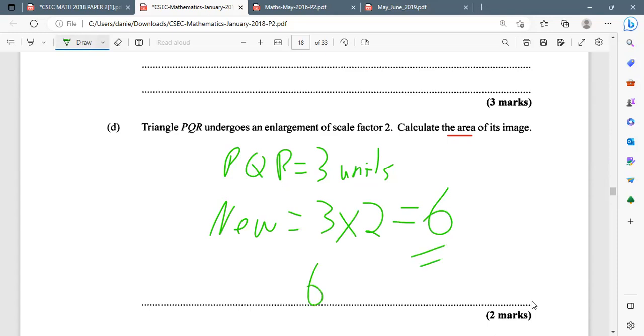Remember, the scale factor is making it bigger. So if I make it bigger, if I multiply by 2, that means the area will also increase by 2. Alright, and that was the question.